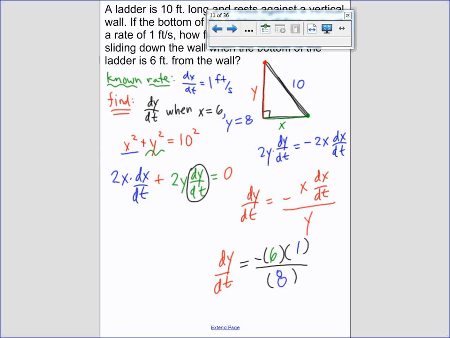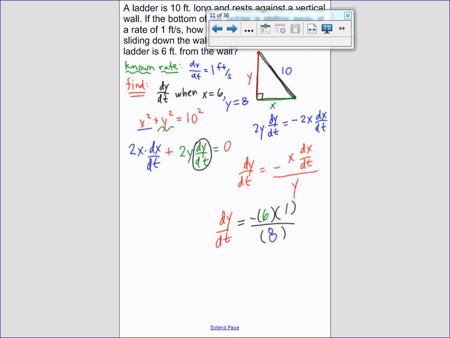So then and only then can I plug in 8, which means that it looks like dy dt is given by negative 3/4. And what would the label on dy dt be? Well, y is measured in feet, t is measured in seconds, so dy dt must be in feet per second. Good job.